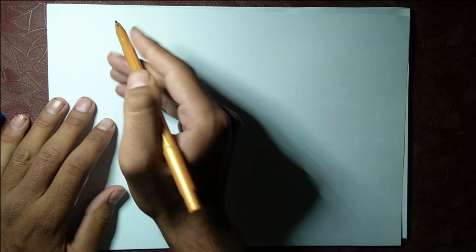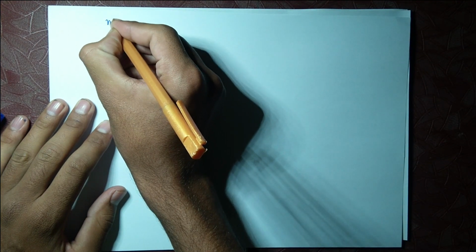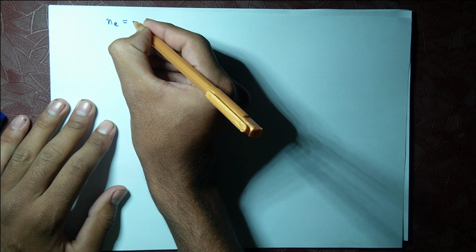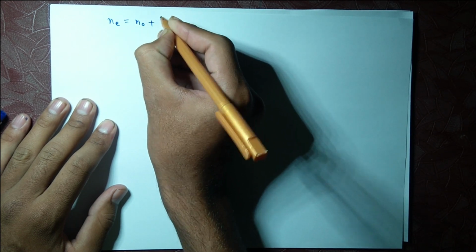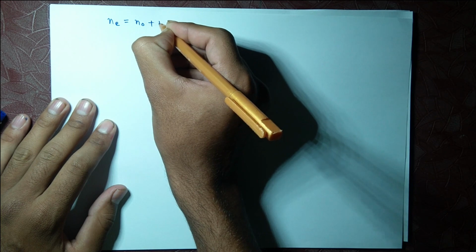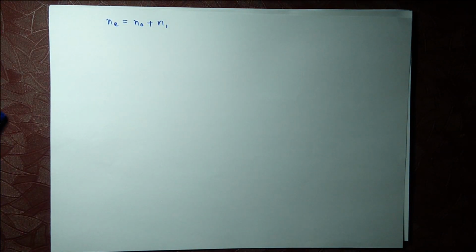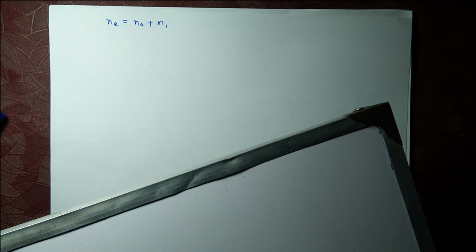So for our calculation, we say that the total number of electrons is Ne plus N naught plus N1. How does this term form? You will ask where it comes from. So don't panic, I will tell you.